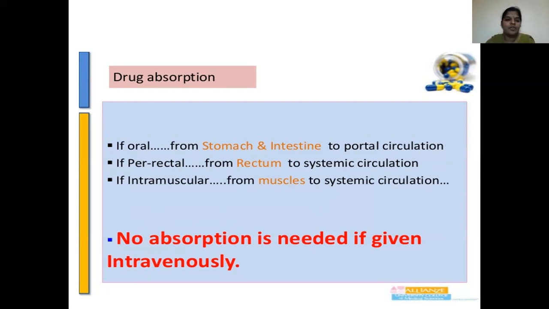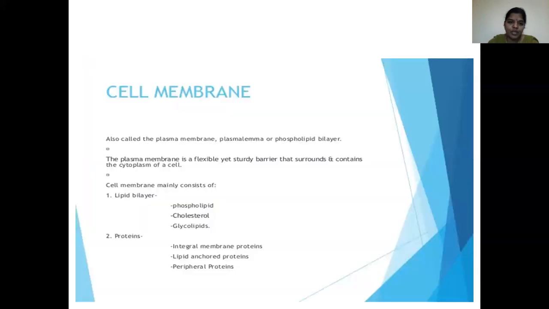Then intramuscular, from the site of administration, muscle, to the systemic circulation. And one more very important thing: intravenous dosage forms are injected directly into the systemic circulation through veins. It doesn't have any absorption. So no absorption is needed if the dosage is given by the intravenous route. So this is about your drug absorption and routes.